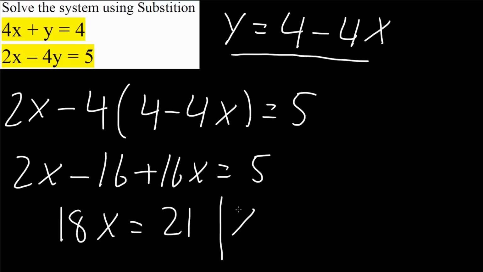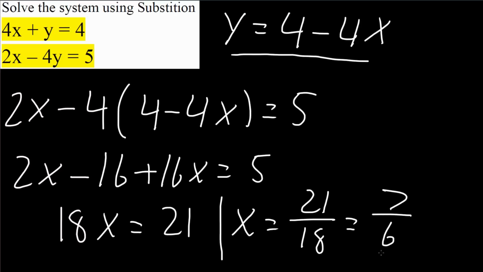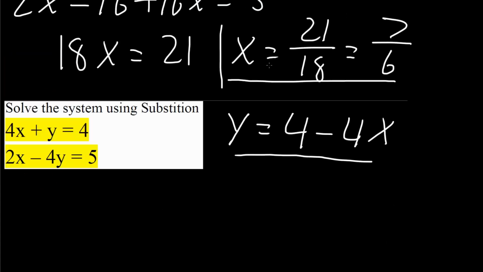And so x would equal 21 over 18. We can divide this term and this term by 3. And so that would be 7 over 6. And so this right here is our x value. So this is one answer. Now we need to get y. So let me scroll down a little bit. So we know that x is 7 over 6.